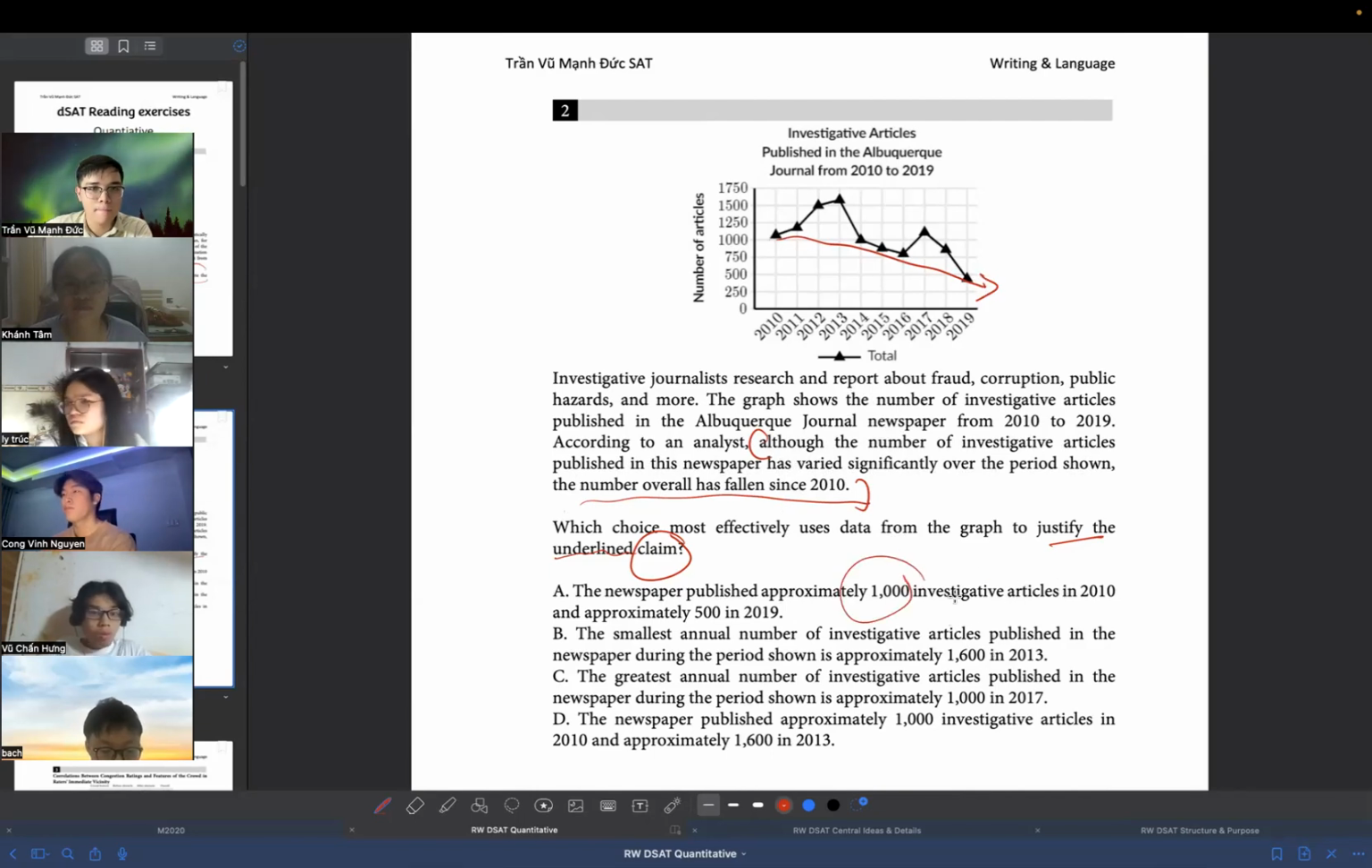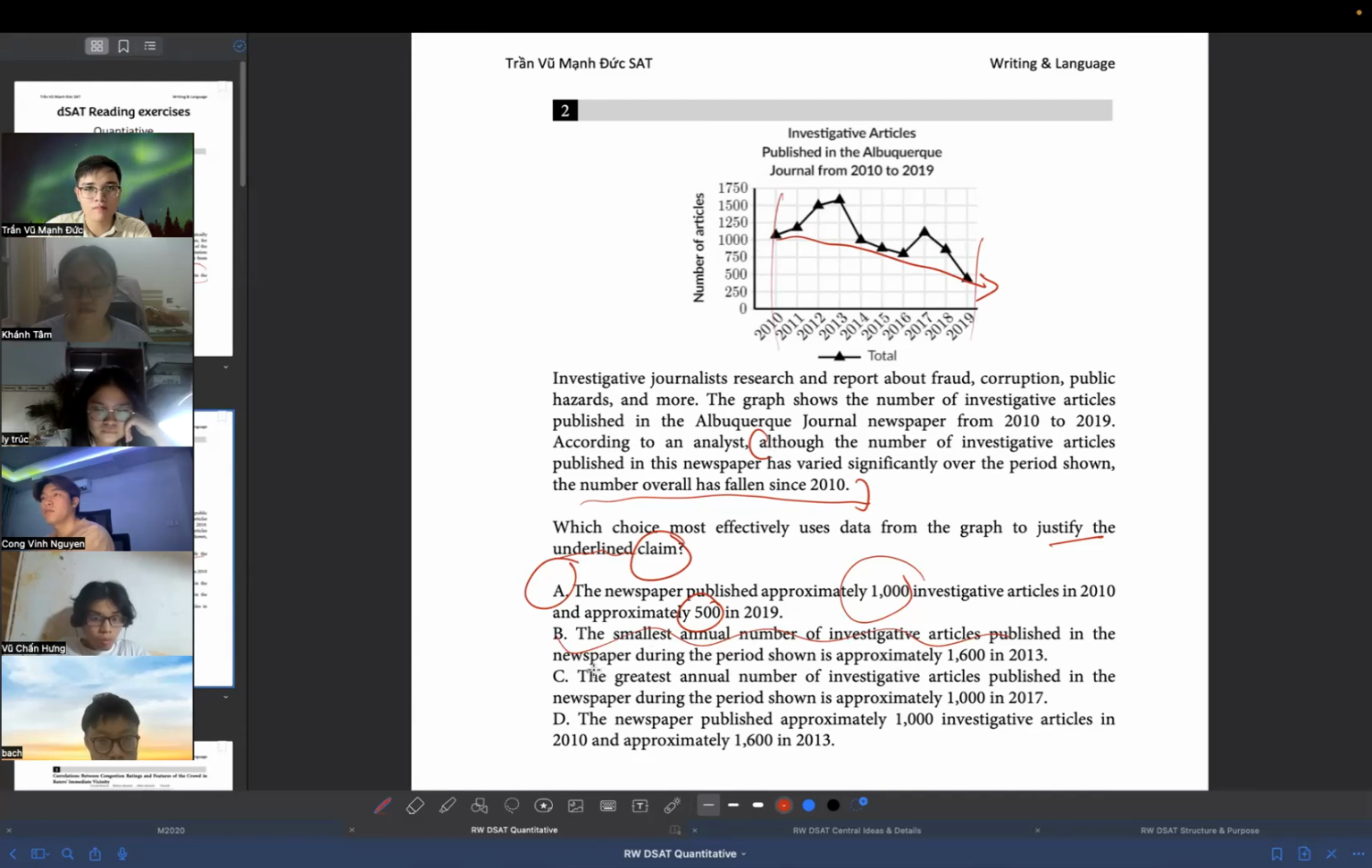What did you choose, Tom? A, right? So it fell to 2019. So this is still very simple. Smallest annual number published approximate. This is not comparing the two timelines, the two milestones. Yeah, the 2 milestones. Greatest annual number of investigative articles published in the newspaper shown. Yeah, not comparing. This is rising up, not down. So A, right?